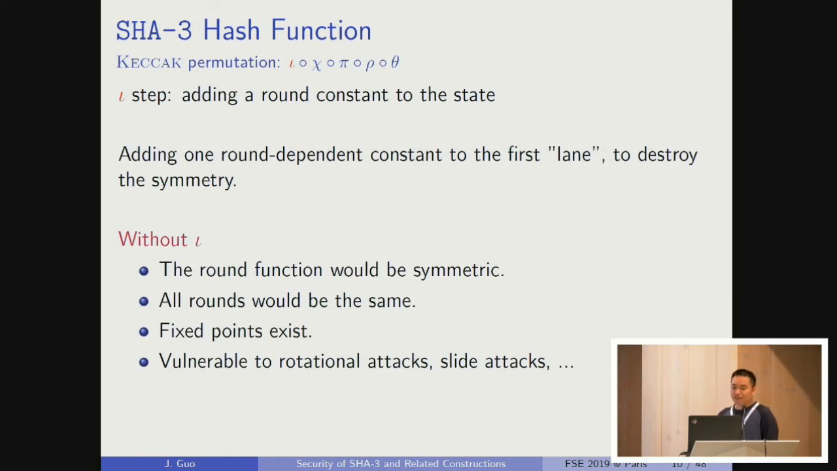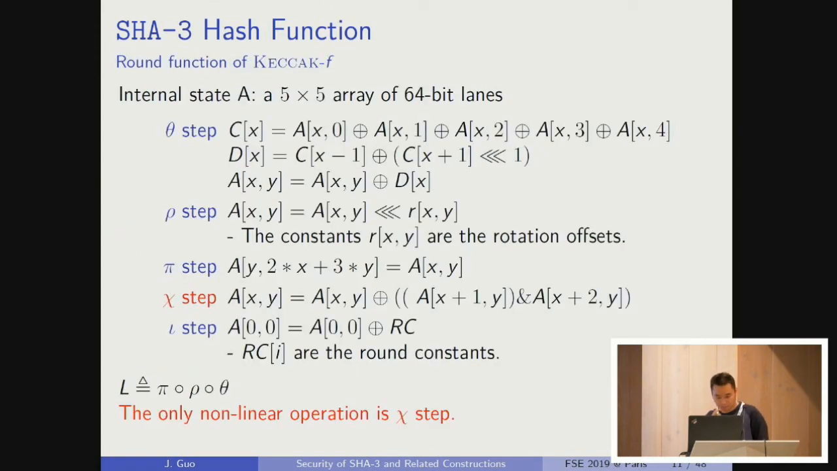So iota adds a round dependent constant to the states. Without it, the round function would be symmetric, all rounds would be the same, and fixed points exist, which is vulnerable to rotation attack, slide attack, etc. But other than that, iota doesn't play a role in most of the cryptanalysis. So in what follows, we will mostly ignore iota.